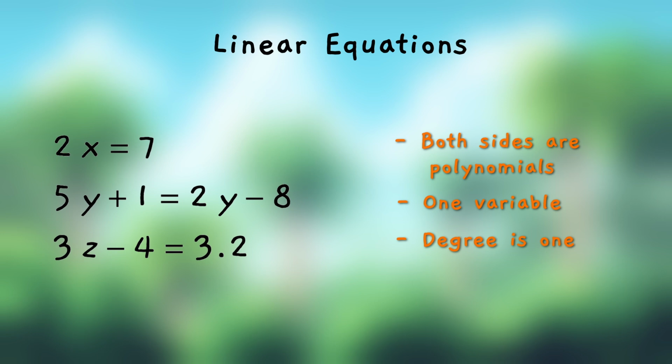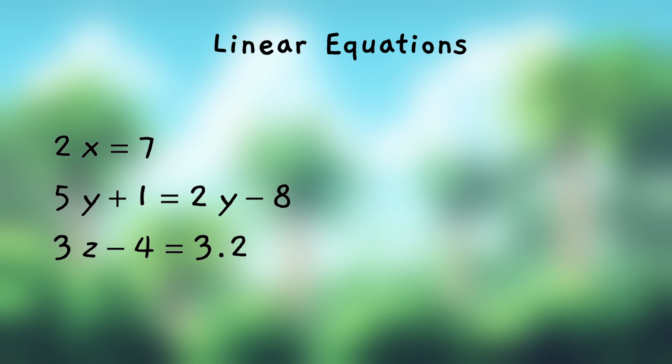The more variables there are, your approach is going to change, and also as the degree changes, your approach is going to change. But in this case, all three of these are linear equations, and in fact, you will solve all of them the exact same way. Let's see how. With the first one, 2x equals 7, the goal is to just get x on a side by itself, so we're going to isolate x, and to do that we're going to divide both sides by 2. Remember, whatever you do to one side of an equation, you have to do the same thing to the other, otherwise they're no longer equal.